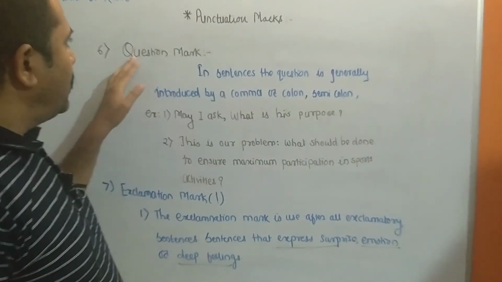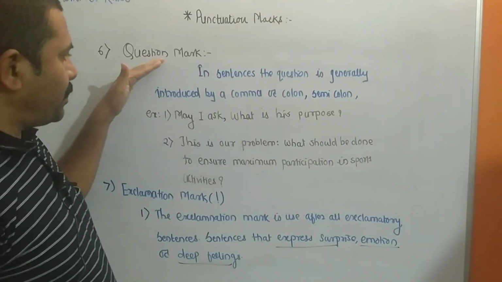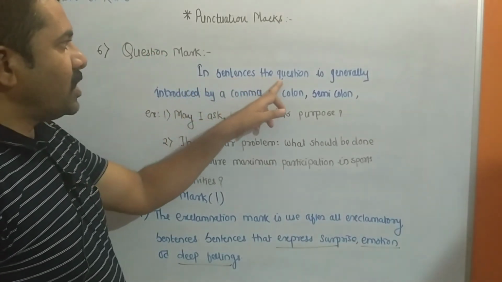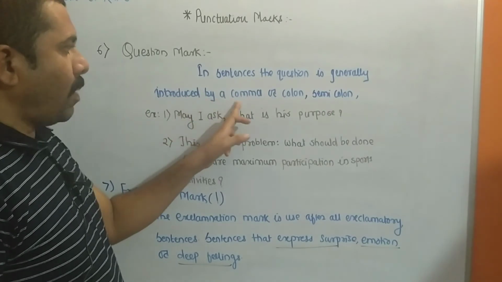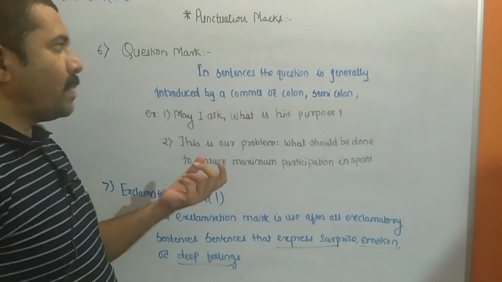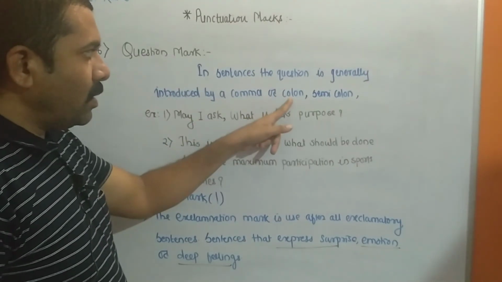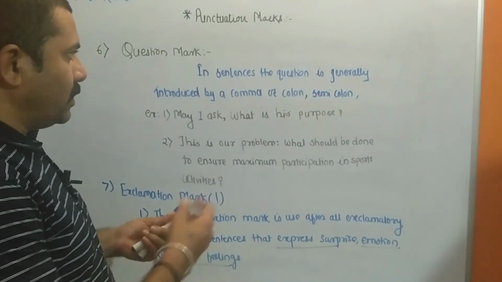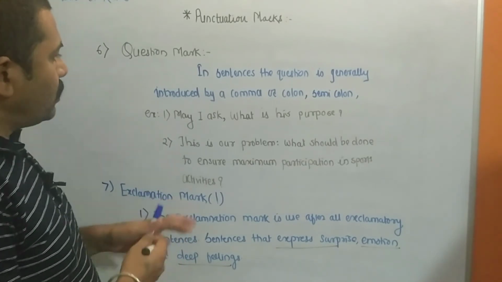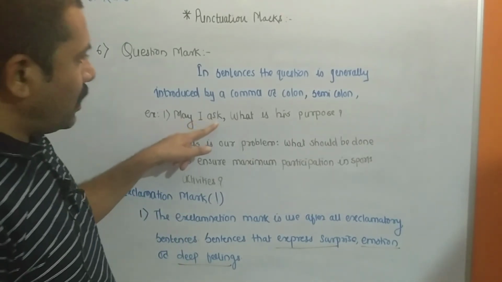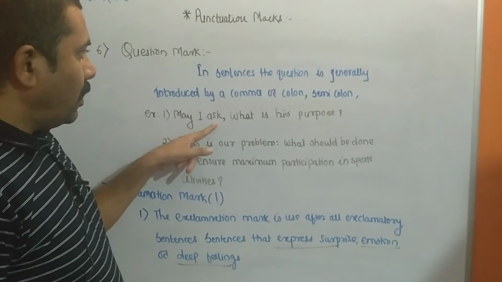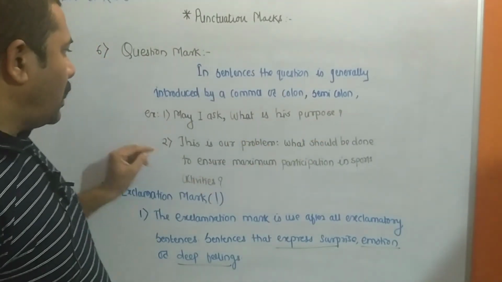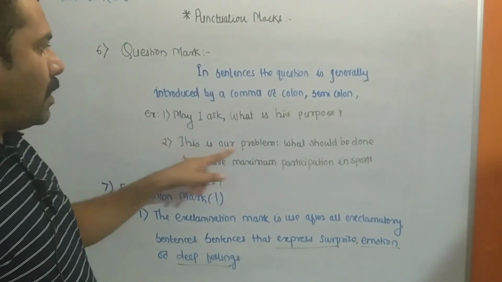Now, friends, the next punctuation mark is the question mark. In sentences, the question is generally introduced by a comma, or a colon, or a semicolon. So it is introduced by these punctuation marks. Now see the example. May I ask, comma, what is his purpose? That is the question. Now the second one is, this is our problem.